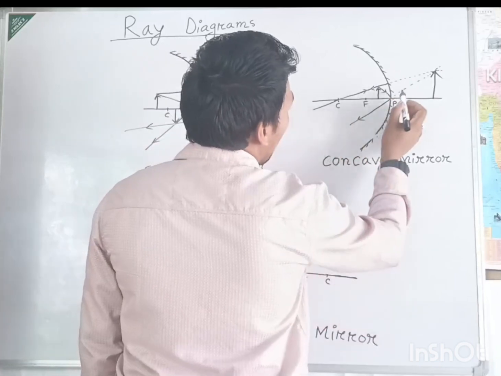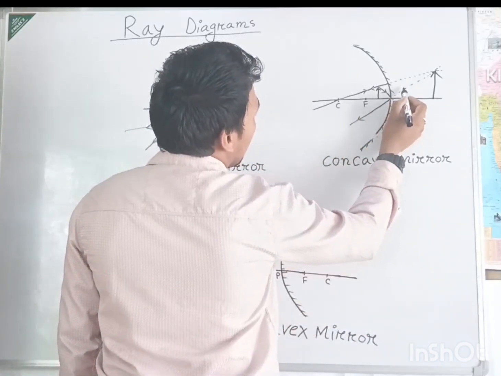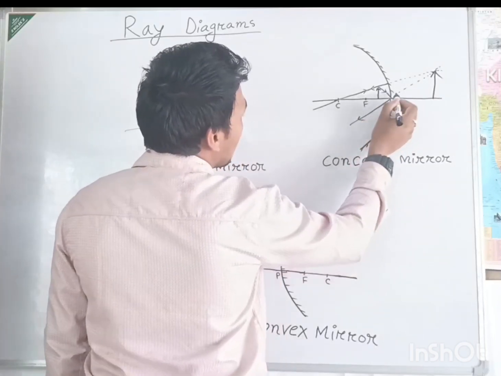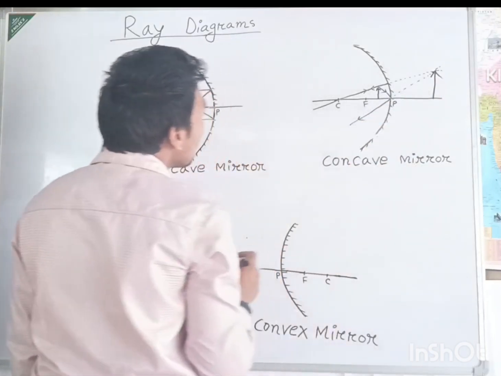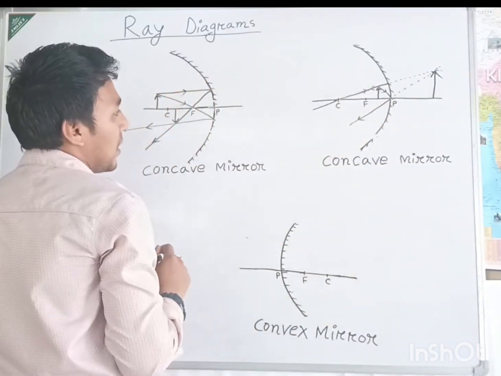Whenever you draw the virtual image, always remember this line you have to extend in this way. Don't make it in this way, just give a dotted line here. Now this image is called virtual image.